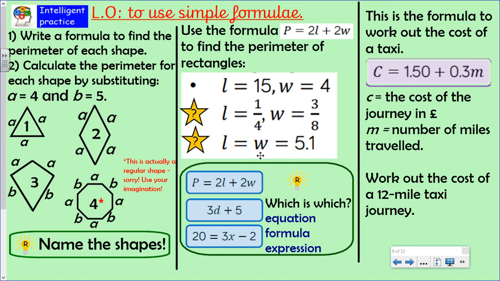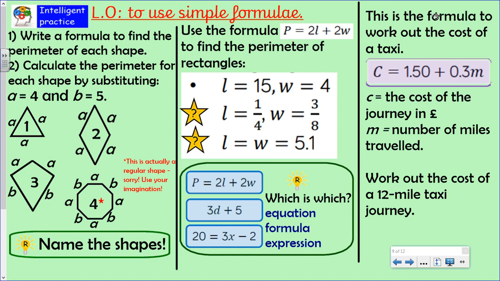So L equals W equals 5.1. What do all these equals signs mean? Can you work out what L is? This was from your vocabulary slide in the guided task just a moment ago. Can you tell me which is which, please? Which one of these is an equation, which is a formula, and which is an expression? You can always go back to the previous video, look on your previous slide if you need to.